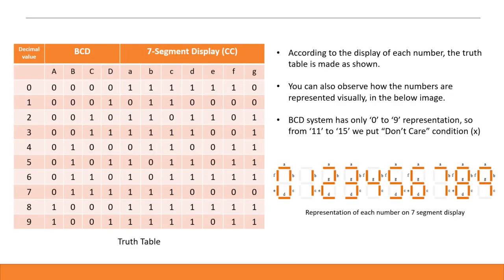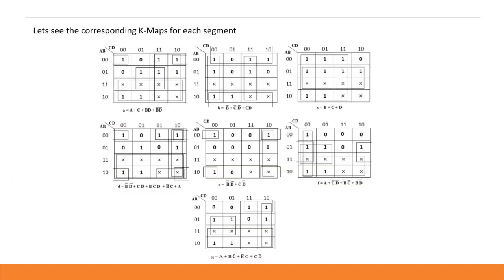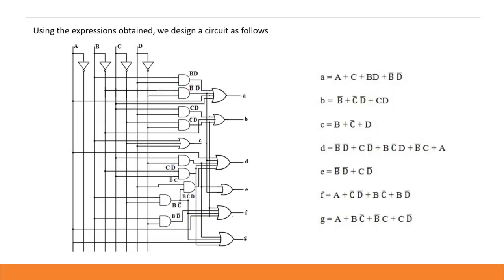For displaying each number, the LEDs are to be illuminated in a particular combination. You can see the diagram to understand how the combinations work. Taking the BCD representation for each decimal number as inputs, we write the truth table as shown with the 7 segment outputs. Since the BCD system has representation only for 0 to 9, the rest are don't care conditions. According to the truth table, we made the K-maps as follows and get the Boolean equations as shown. You may pause the video and check the K-maps with the truth table. Finally, using the Boolean equations, we construct the circuit as shown.